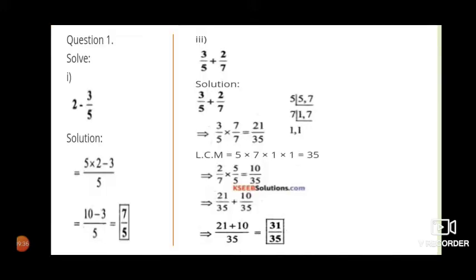Next, children, this is your exercise 2.1, which is related to additions and subtractions. In this, I did a few sums, and you have to do the remaining sums. Now we will see the first one: solve 2 minus 3 by 5. Here, children, 2 minus 3 by 5 is a whole number minus a fraction. So here nothing is there as a denominator. Straightaway, how we can do it is multiply 5 into 2.